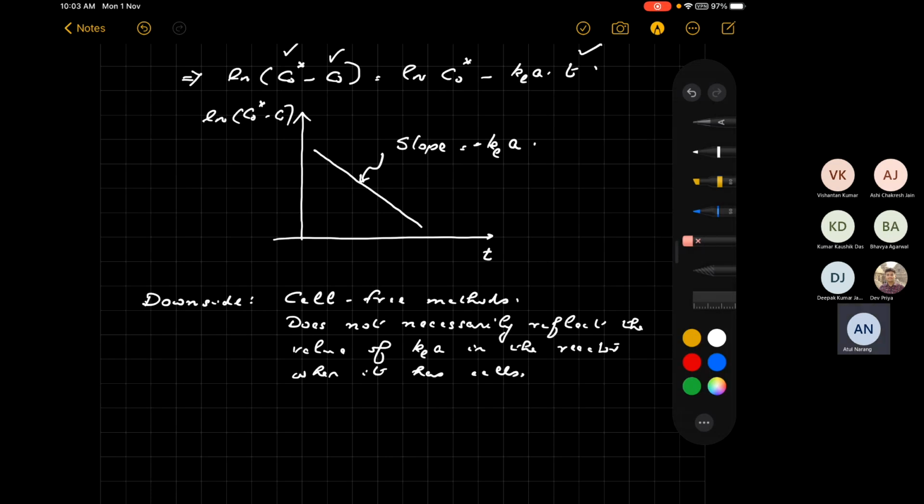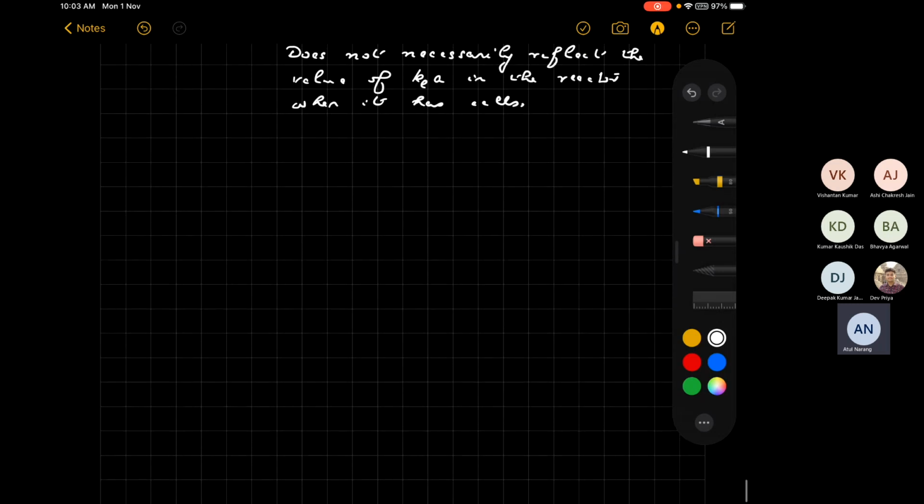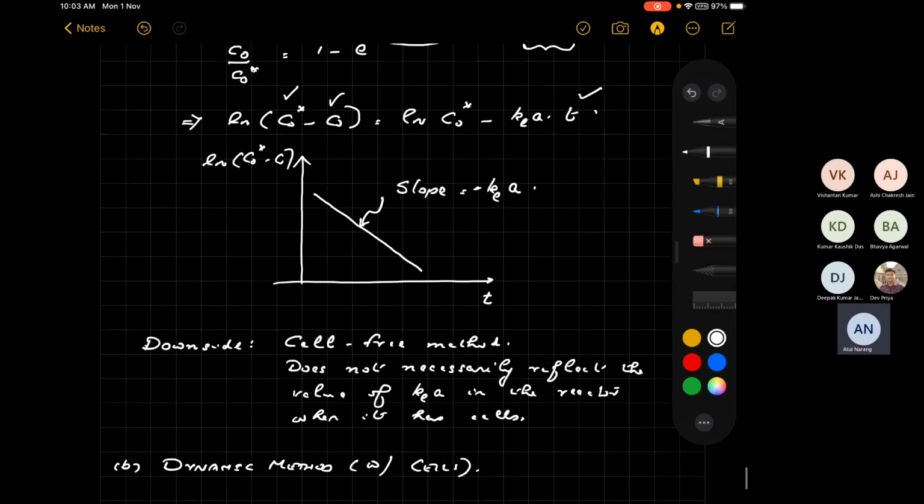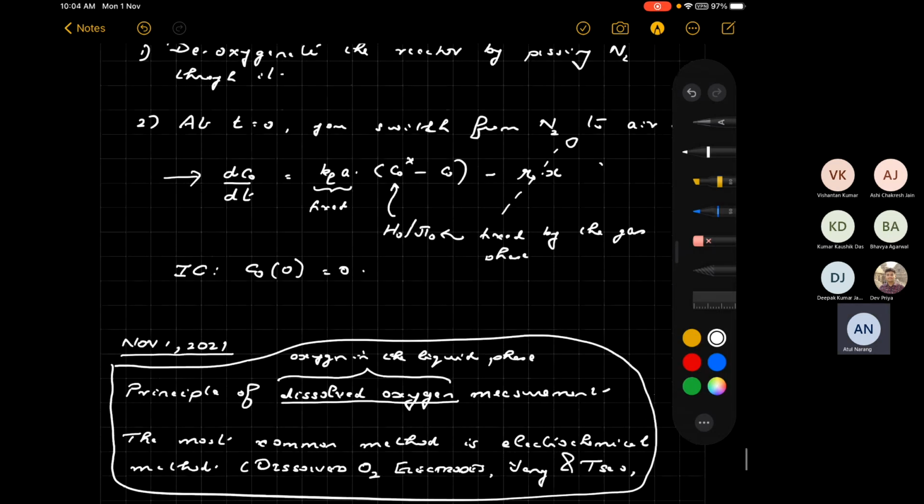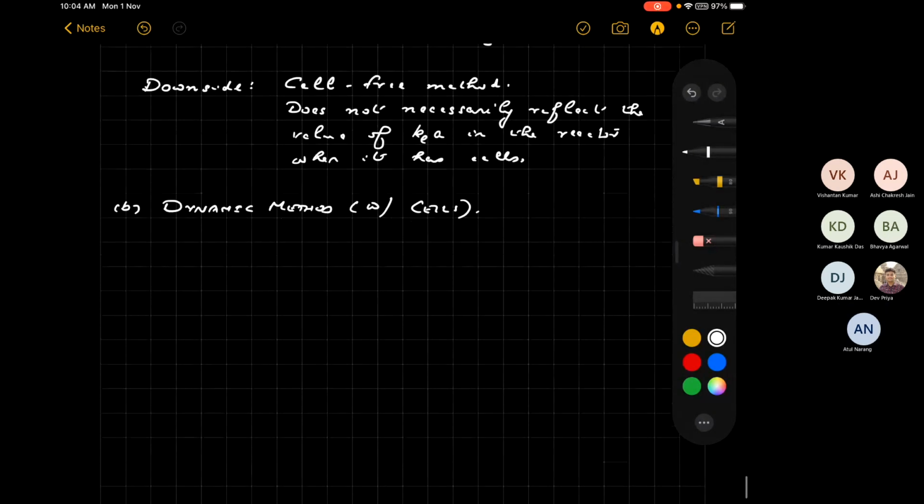So with that in the background, we're going to now look at a method. This is a slight modification of this method. I call it the dynamic method, but it is with cells. So naturally, since we're looking at it with cells, this term over here is not zero. Since it is not zero, what do we do?